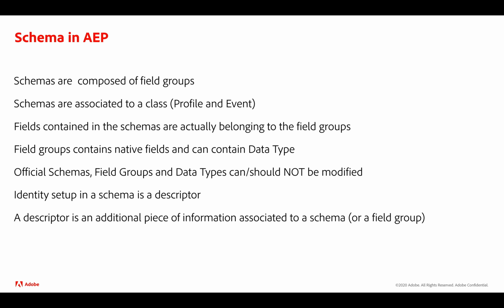In Adobe Experience Platform, schemas are composed of field groups. Schemas are also associated to a class, and we have two main classes for B2C models. We have more classes available for B2B models, and there are some extra classes that we can have a look at later. But as of today, we will mostly discuss the two main ones. Those are profile and event-based classes.